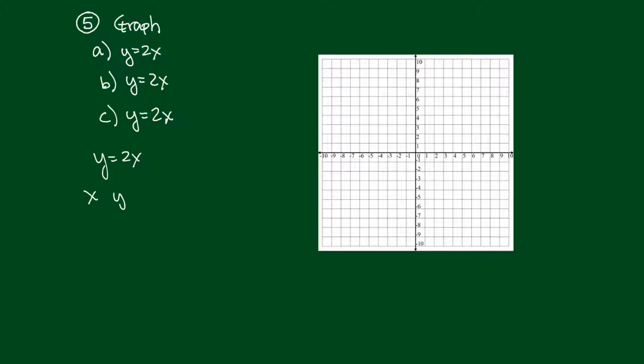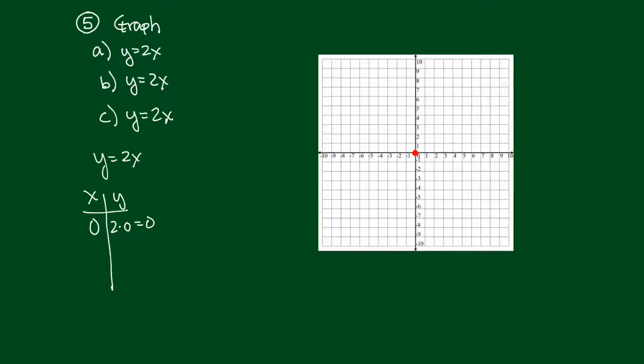We'll build a table, pick a few points. When x is 0, put 0 in for x, we'll get 2 times 0 or 0. Right, so there's a point there where it's 0, 0, right at the origin. So I'm going to come over here, and I'm going to put a point right there at the origin.